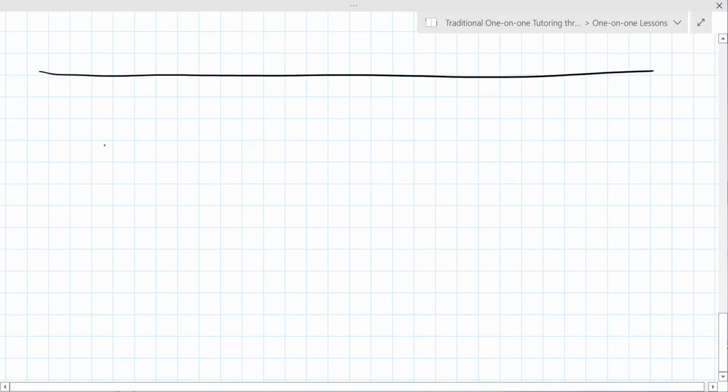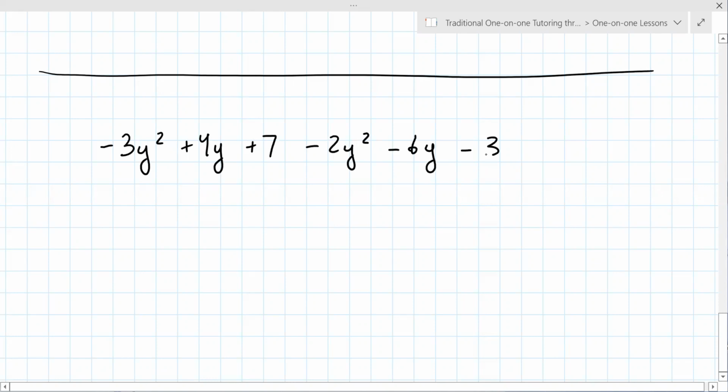So let's have you try one here. Minus 3y squared plus 4y plus 7 minus 2y squared minus 6y minus 3. So go ahead and try that one on your own, please.